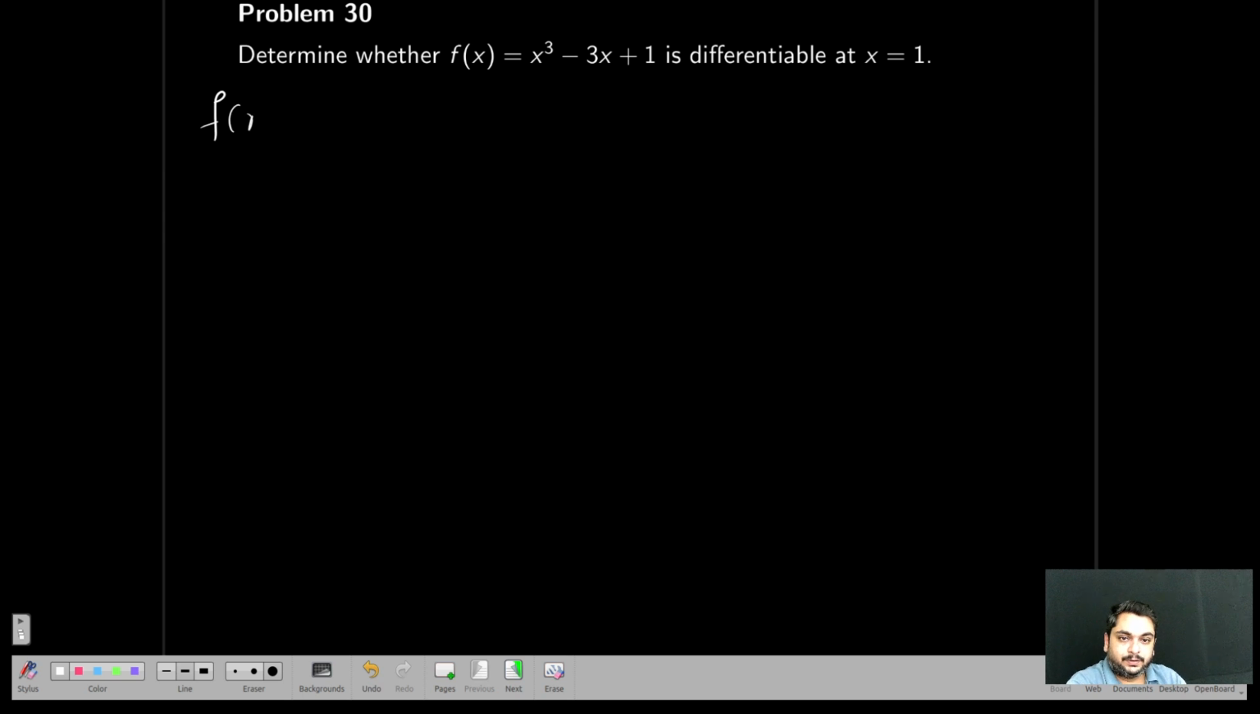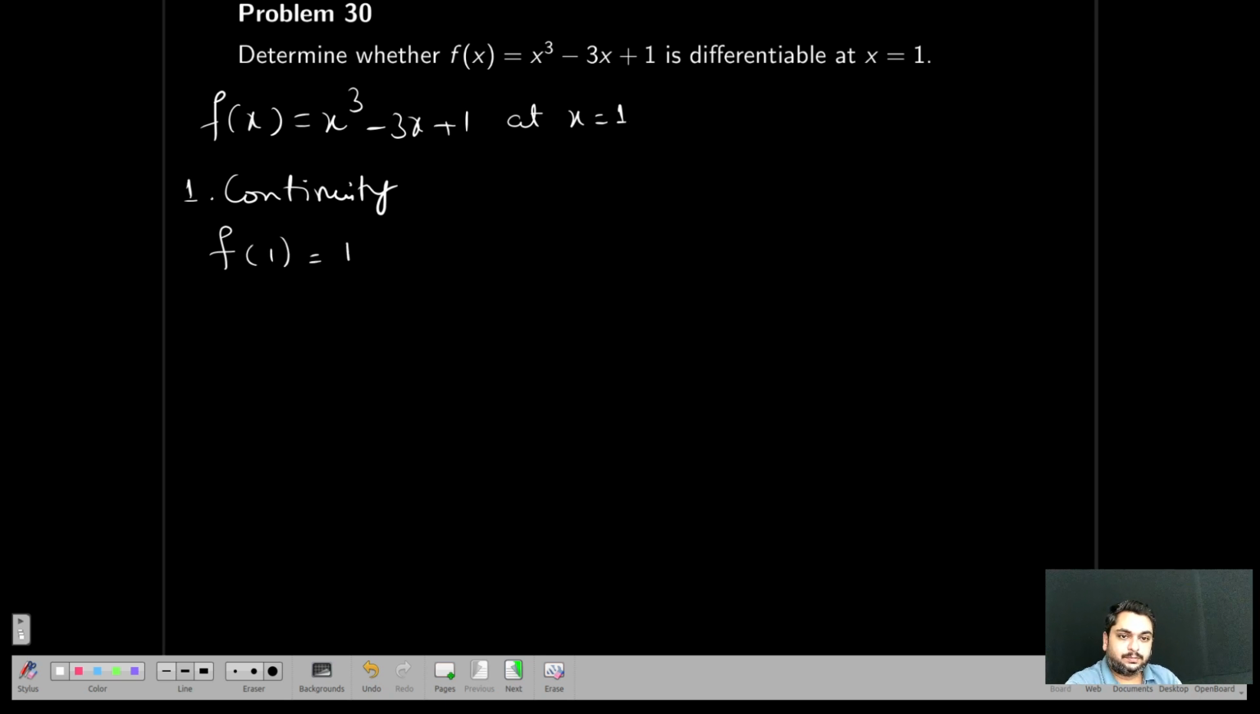So given f of x equal to x cube minus 3x plus 1. First check continuity. What's the first condition? We are saying at x equal to a, that is 1, f of 1 should exist. That is 1 minus 3 plus 1, so this is minus 1. So it exists. Second, left hand limit should be equal to right hand limit.